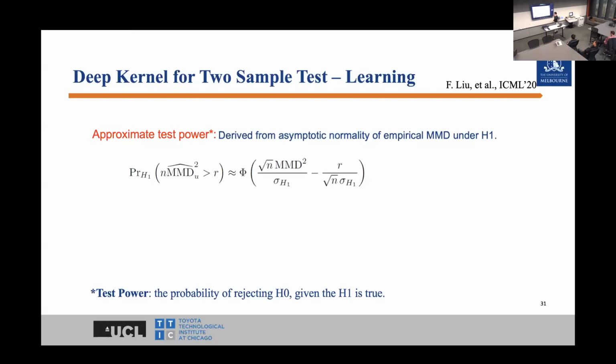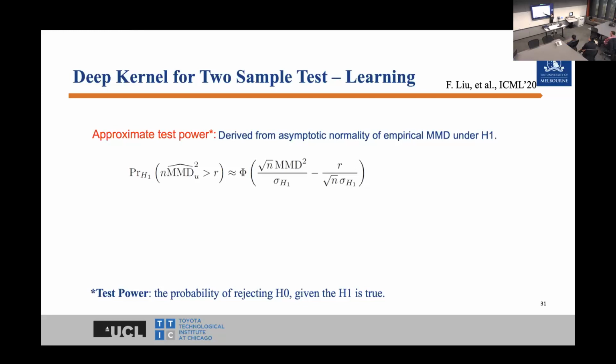If this is close to 1, it means we have very high test power under H1. Because we know the asymptotic distribution of MMD's unbiased estimator is a normal distribution, we can approximate this probability by this expression, where capital Phi is the CDF of a standard normal distribution. Look at the term inside. The CDF is a strictly increasing function, and we want this to approach one, so if the inside of Phi is larger, it will approach 1.